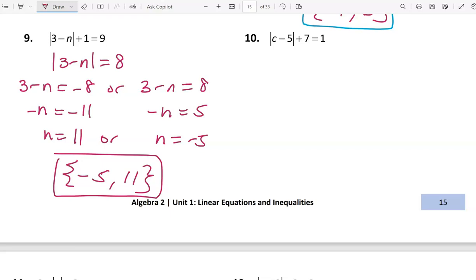All right, number 10, very similar setup here, right? We're going to subtract 5, take the absolute value, add 7 if we are checking a solution. So if we're solving, we have to undo that add 7 first. When we undo the add 7, we get the absolute value of an expression is equal to a negative number. There is no such thing as an absolute value that gives you a result that's negative. So that means that this equation has no solution.